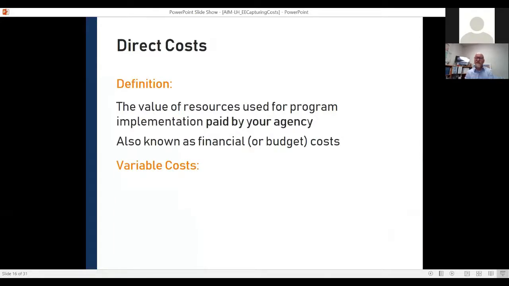So let's define direct costs. Direct costs are defined as the value of resources used for program implementation paid by your agency. These are also known as the financial or budget costs. So I imagine many of you have had to do budgets. And would you say that your budget covers the entire cost of the intervention or program you're implementing? You can feel free to express your opinion in the chat box or just think of your response.